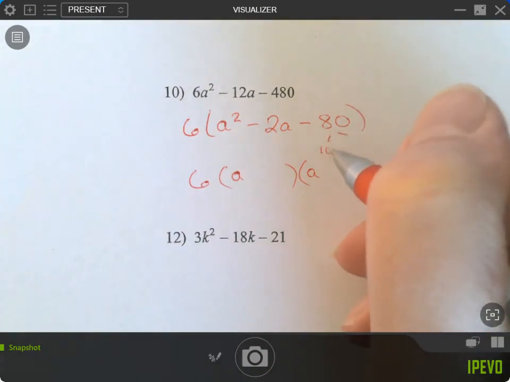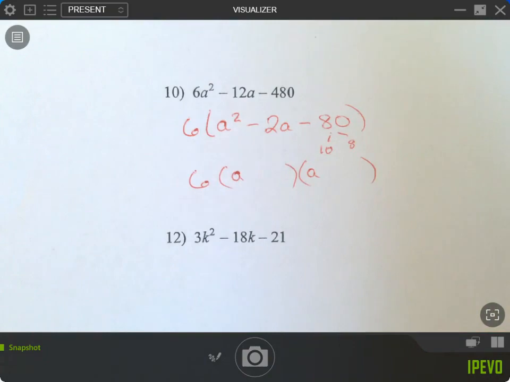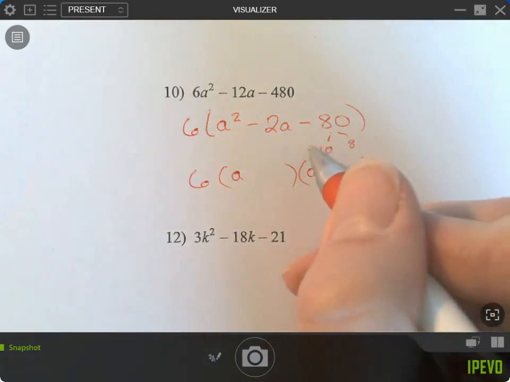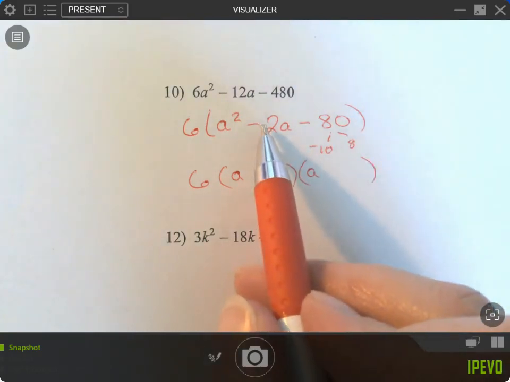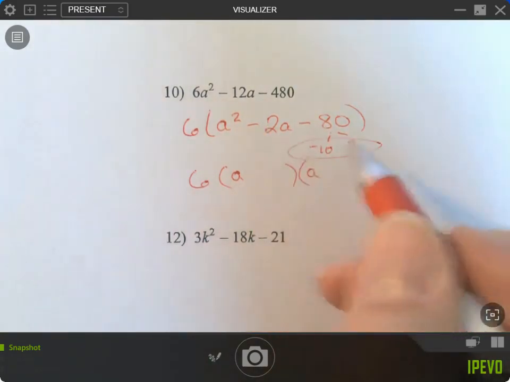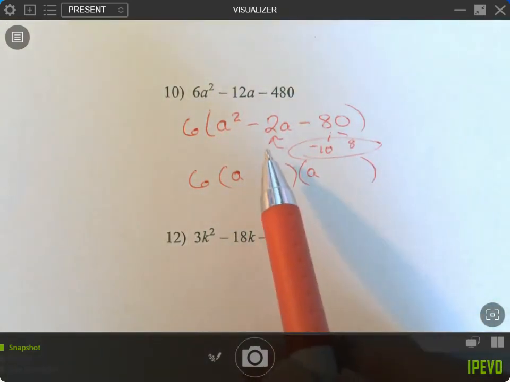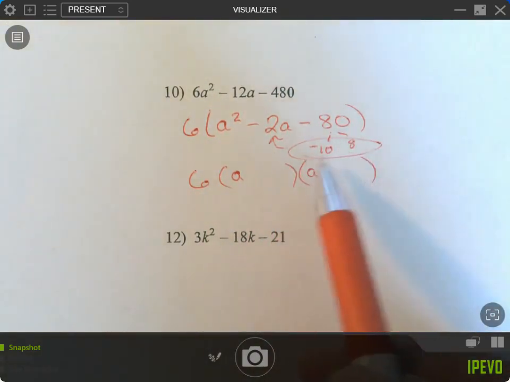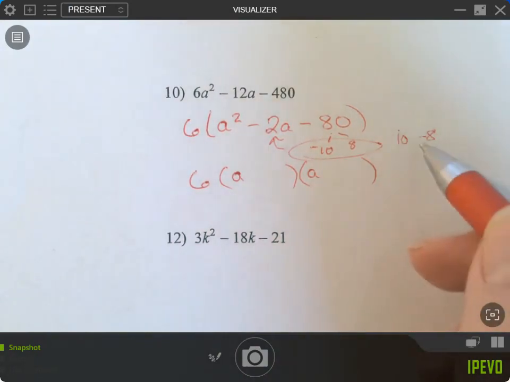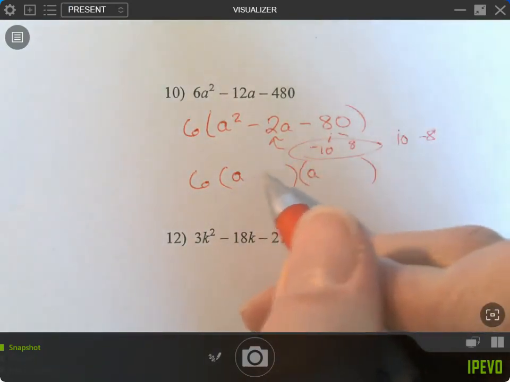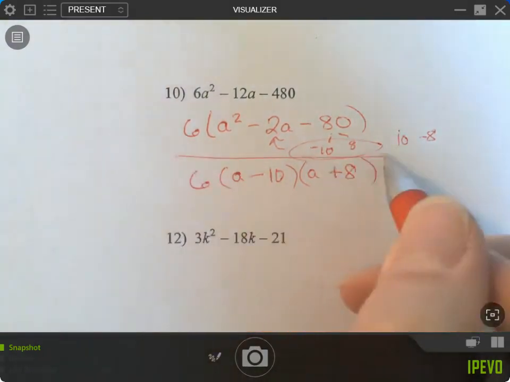40. Okay, I was thinking of 10 and 8 first. Now that gives me positive 80. I need a negative 80. So which one should be negative? I actually want it to be negative 10. Well, when I add them up, what do they have to add up to? They have to add up to negative 2. So if you flip-flop the signs and you were thinking 10 and negative 8, that multiplies to positive 2. So if I flip my signs, it works. It would be wrong if the signs don't work out.